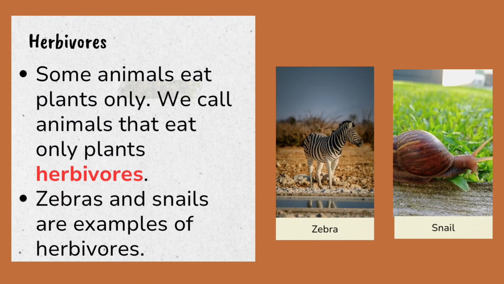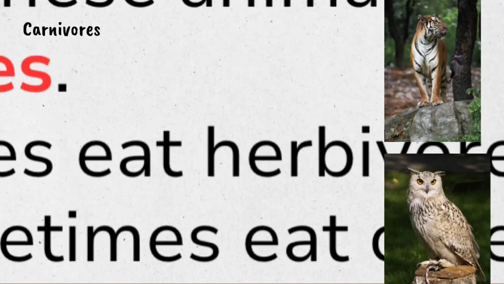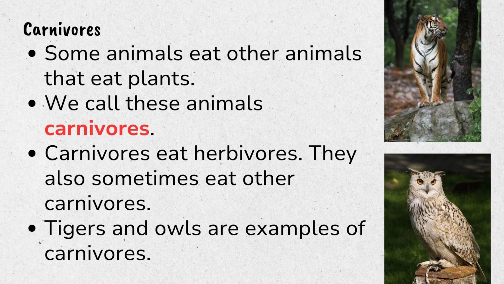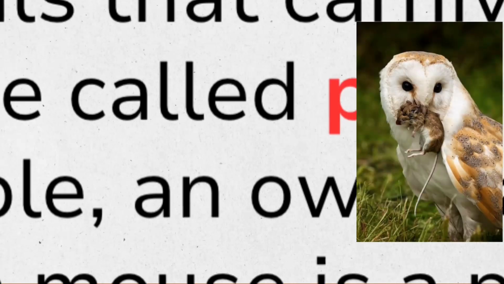Some animals eat plants only. We call animals that eat only plants herbivores. Zebras and snakes are examples of herbivores. Some animals eat other animals that eat plants. We call these animals carnivores. Carnivores eat herbivores. They also sometimes eat other carnivores. Tigers and orcas are examples of carnivores.